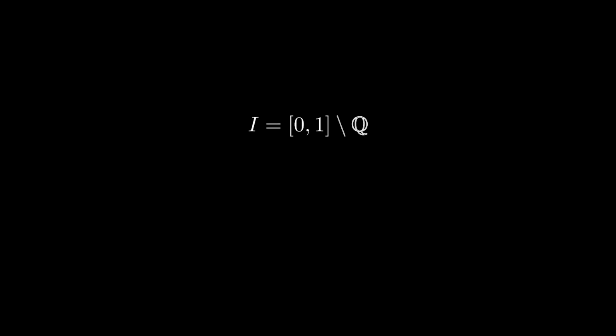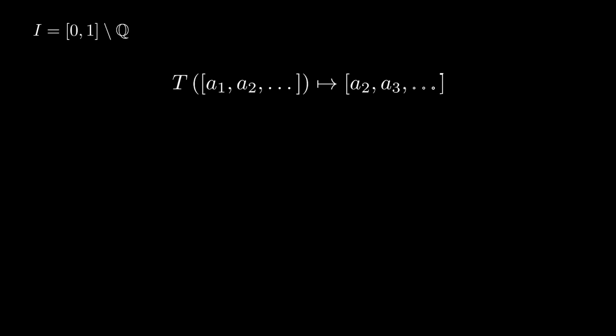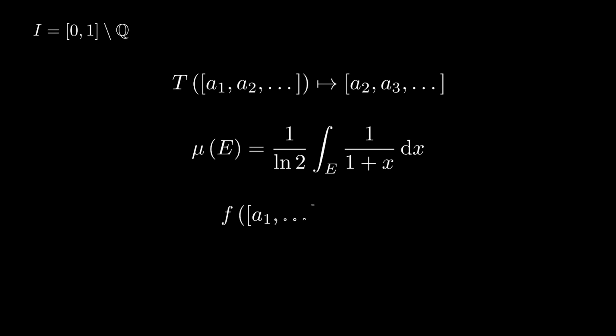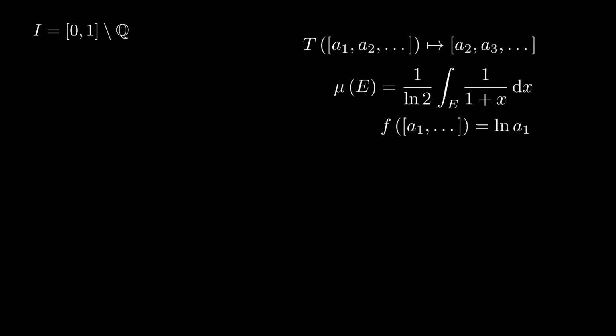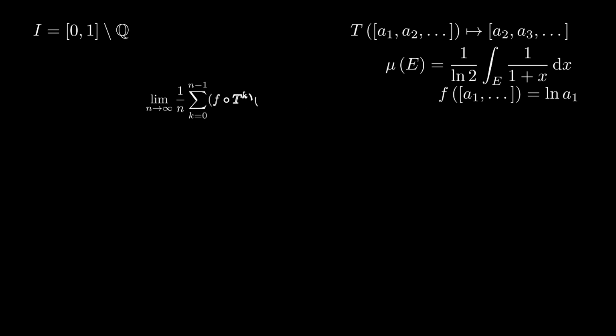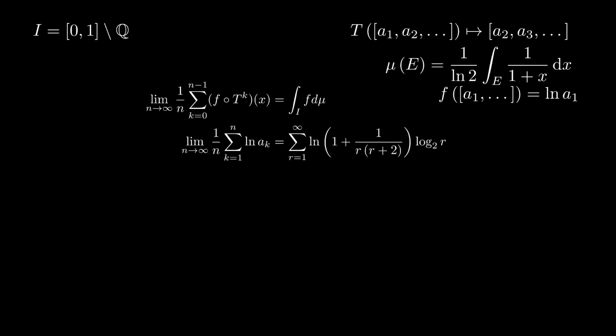We'll look at the interval (0, 1) without the rationals, so this contains infinite simple continued fractions with a0 equals 0. We define the transformation T on this set, as well as this measure. If we also define the function f that takes in a continued fraction and outputs the logarithm of its first entry, then this is integrable with respect to mu. Finally, it turns out that T is an ergodic transformation, and so we can use the ergodic theorem here. In the first step, we can see that f applied to T^k yields the log of a_k. We can also evaluate the integral on the right, but I'll leave that as an exercise.